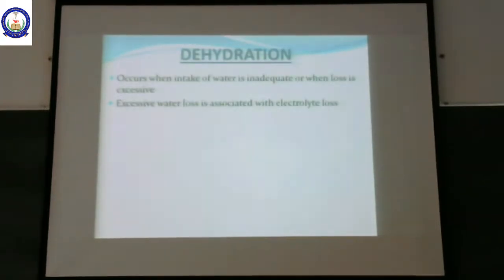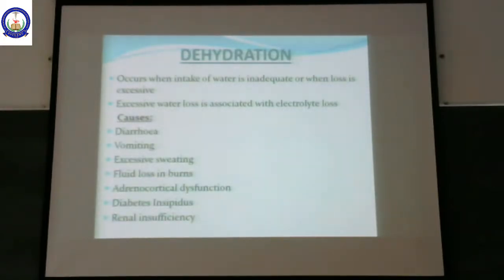So what happens when you have dehydration? It occurs whenever there is inadequate water intake or whatever water is present in the body is lost. So that is dehydration. Excess water loss is also associated with electrolyte loss. Remember, it is not just water going out of the body, even the electrolytes are being lost. So what are the causes for this dehydration? Your first important cause is inadequate water intake. That is one of the most important causes.